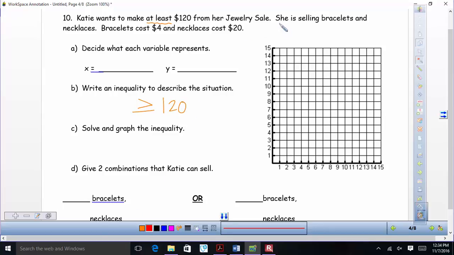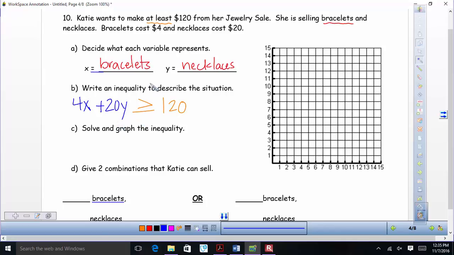Okay, so she says she is selling bracelets and necklaces. So since bracelets come first, let us make that X. And then necklaces will be Y. How much do the bracelets cost? $4. So that would be 4X. Because for every bracelet she sells, she gets $4 plus $20 for each necklace.